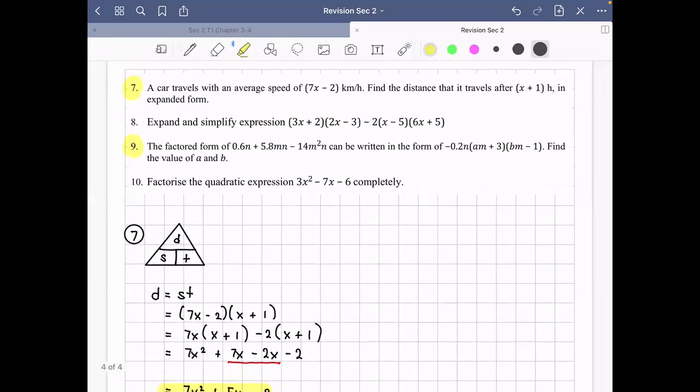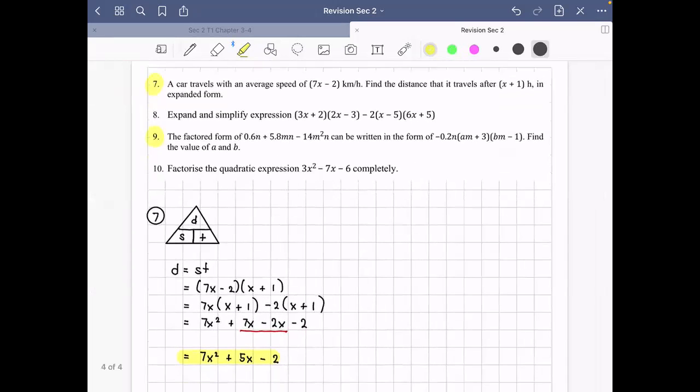Okay, class, again, you know how to multiply this, right? 7x minus 2 times x plus 1. It's just that before you get to this, you need to recall your distance, speed, and time formula. I still remember it somehow. Yeah, and then you know how to multiply this. So I think you won't have any problem with number 7. Okay. Now, how about number 9?